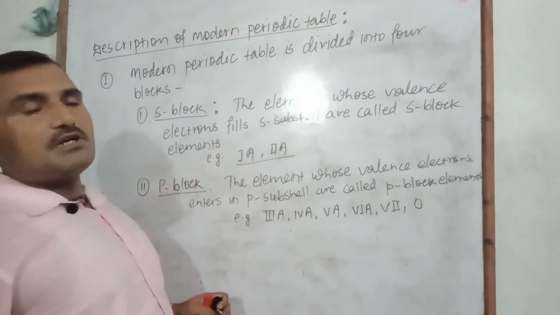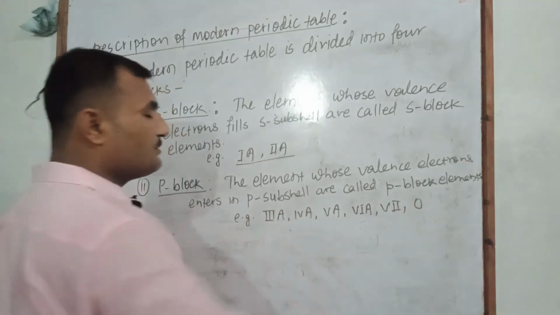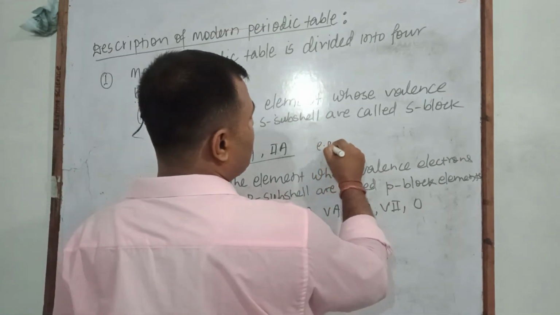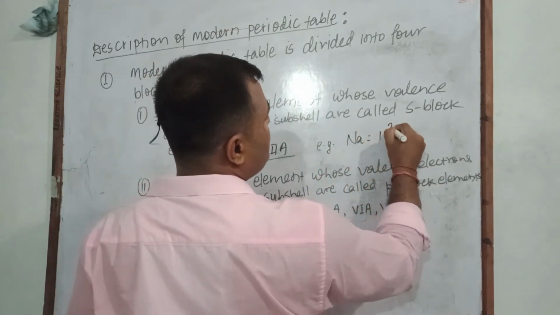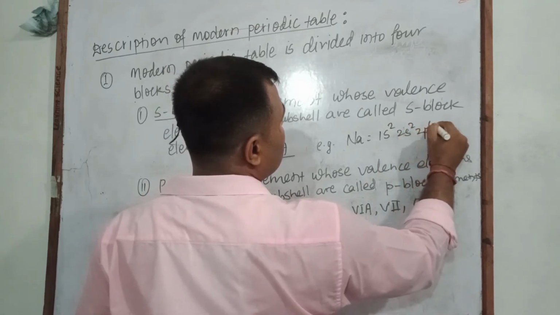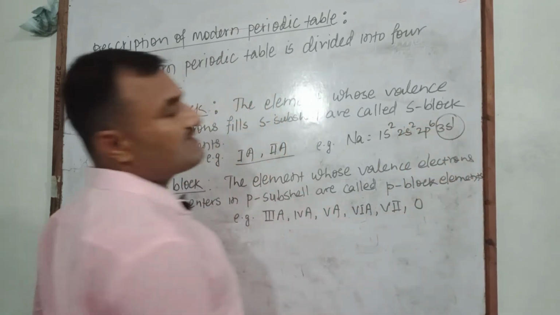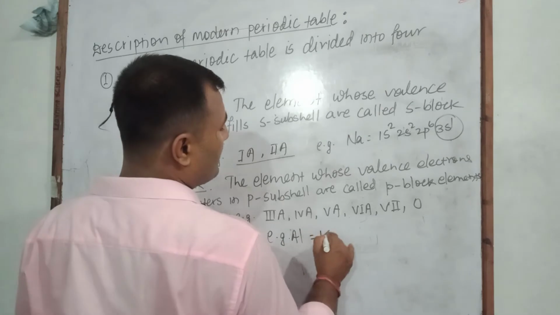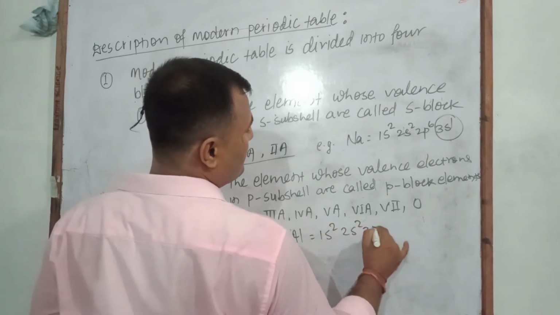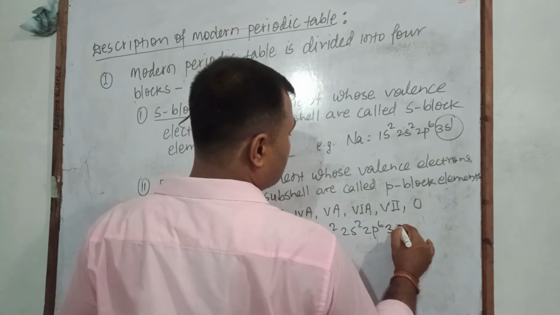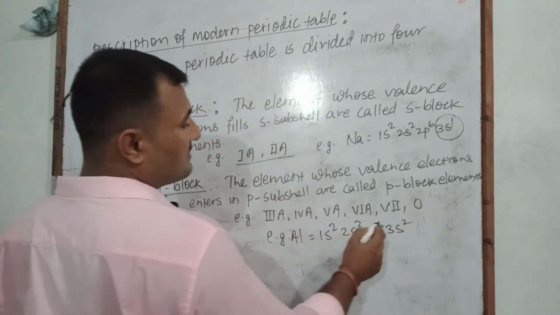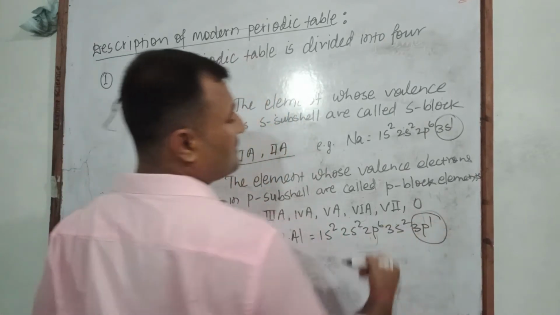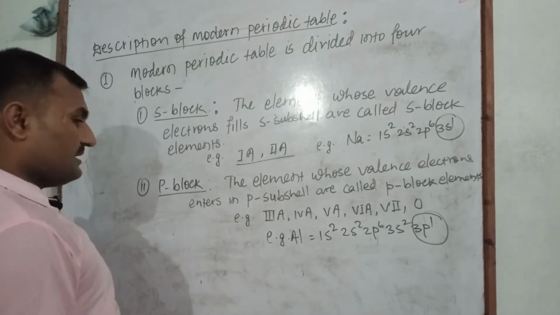While writing the electronic configuration of an element belonging to these groups, its valence electron fills the outermost shell. As an example, in the case of sodium we write 1s2, 2s2, 2p6, 3s1. Here the valence electron fills the S subshell, therefore S block. In P block, we write one example, aluminum: 1s2, 2s2, 2p6, 3s2, 3p1. The valence electron enters the P subshell, therefore it is a P block element.